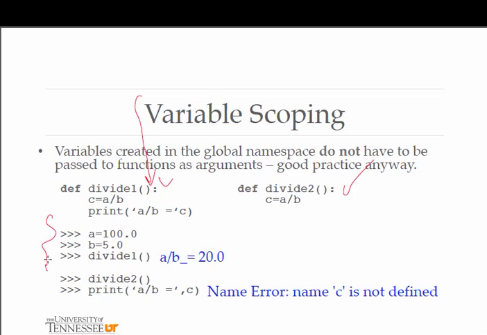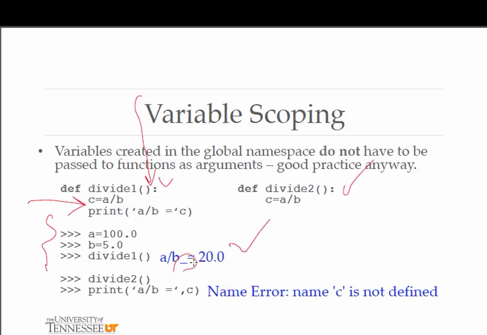And so when divide1 goes to execute this line, C equals A/B, the interpreter looks to see, well, A and B are not available in the function, so I'm going outside to the global namespace, and it's going to find the nearest occurrence of A and B that it can use, from the point where divide1 was called, and it sees that A is 100 and B is 5. It does the division and prints. So you get this result here. Again, I used an underscore here to indicate the space.